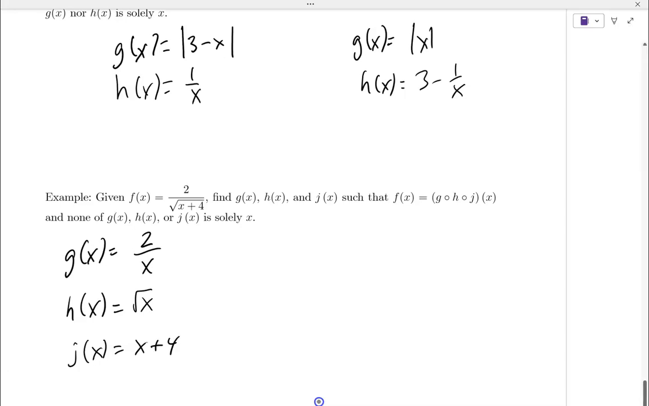Yeah, so you just broke it into 3 pieces, right? That's great. So I've got 2 over something, right? The something happens to be a square root of something. And then the final inside piece is that x plus 4. That works great. So what others came up with? Maybe come up with something different.